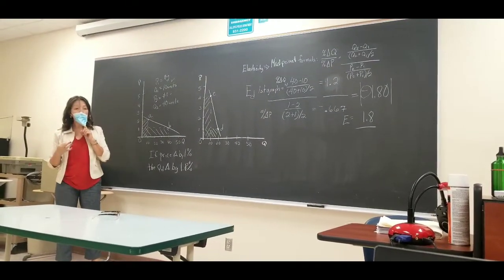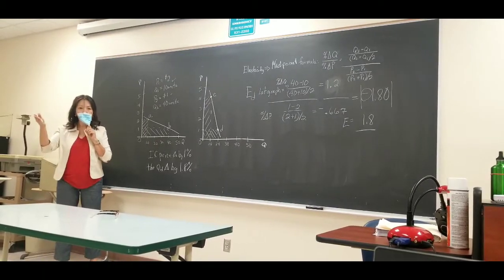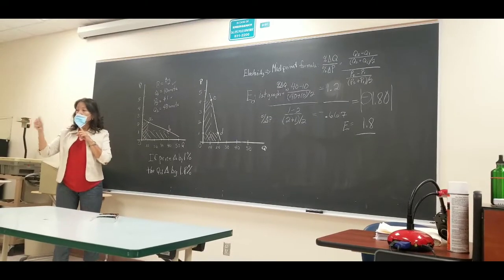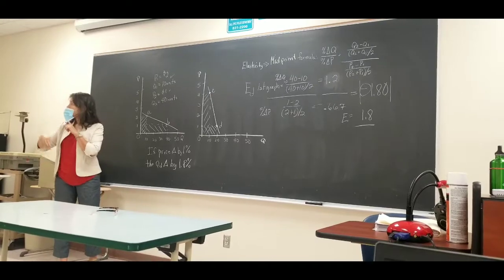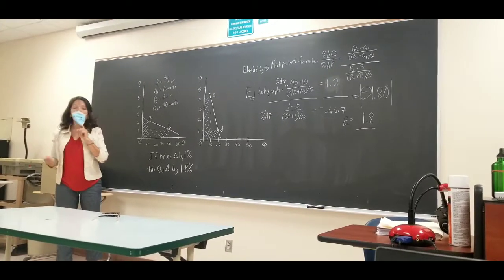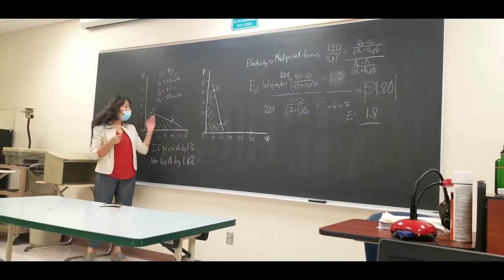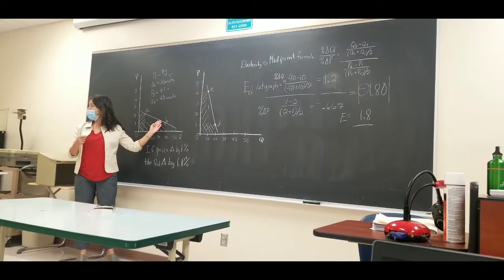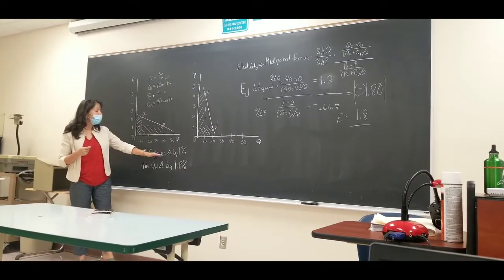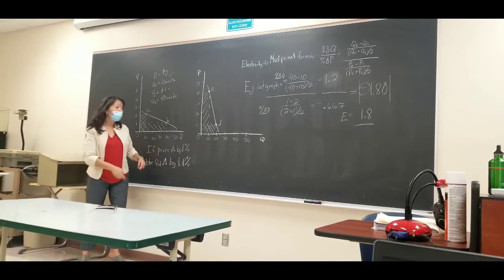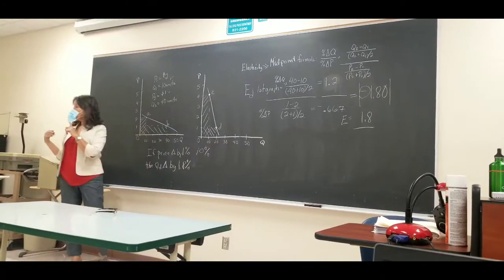This is useful if you are in a company and you need to increase your price. If I increase my price, what do we know is going to happen to quantity demanded? Based on the law of demand, it's going to go down. But by how much? By 1.8%, if I'm in this range of my demand curve. That's what we're trying to find out. Now, what if I were to say we're going to change the price by 10%? By how much would quantity demanded change?